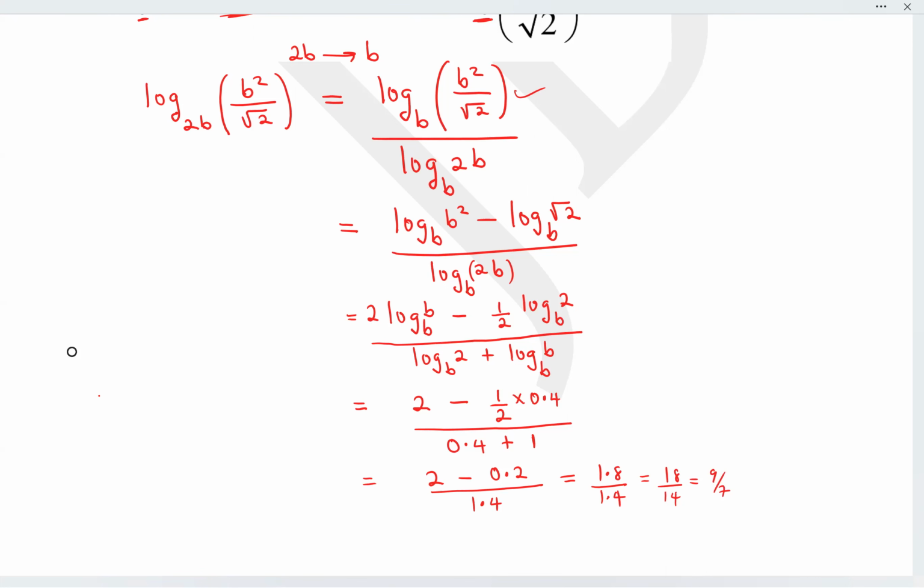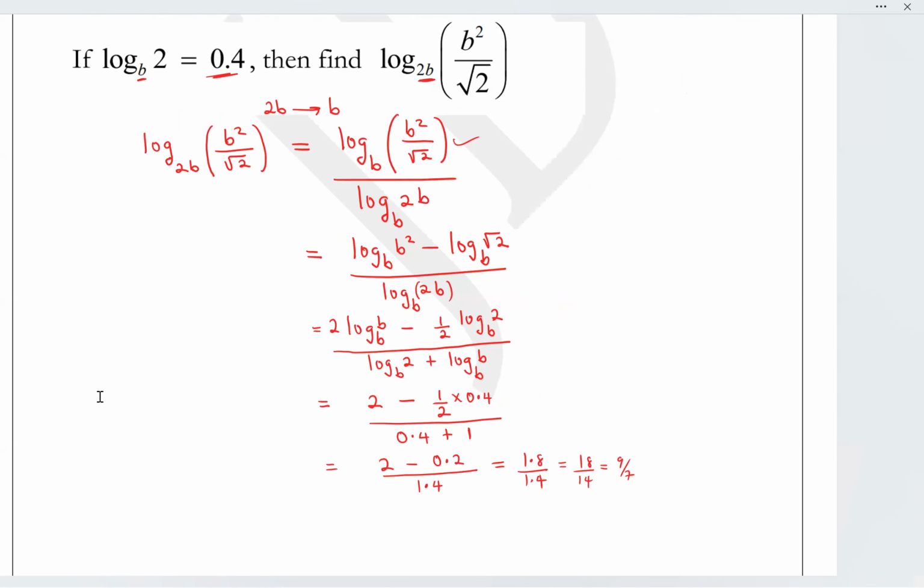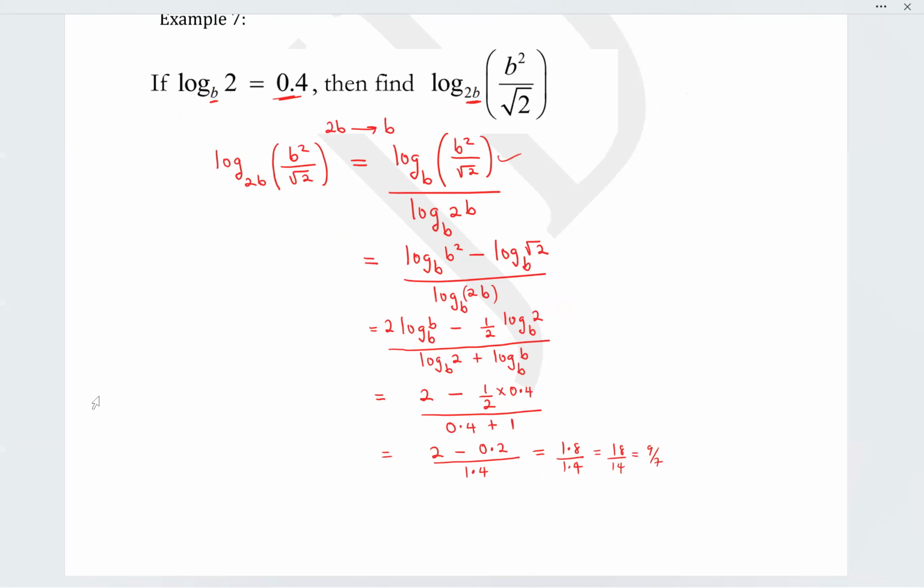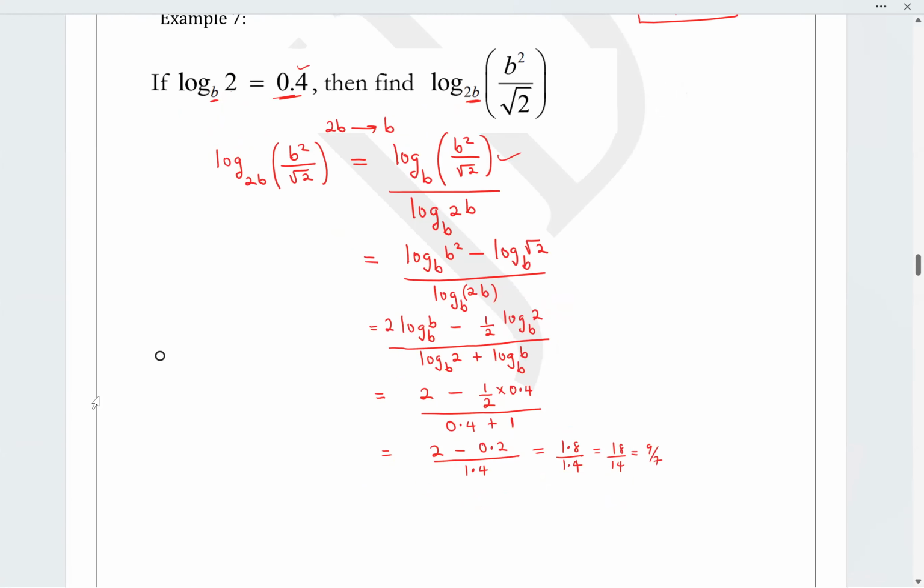Yes, so this is just an application of change of base. Your target is to go to 0.4. If you have log b of 2, log b of 2 is always 0.4, and we can substitute there. All right. So what next?